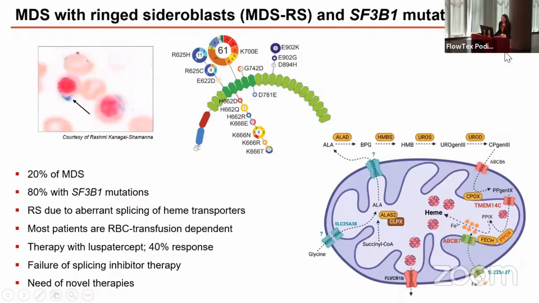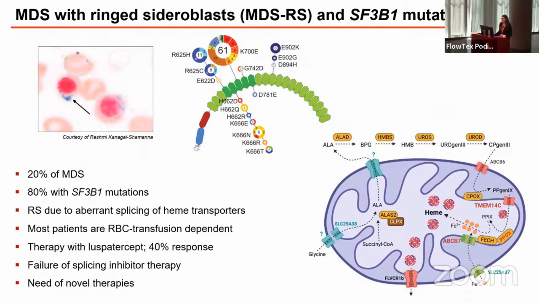Today I'm going to talk about a subgroup of MDS, that is MDS with ring sideroblasts. In this group of patients, the MDS-RS, up to 80% show mutations in SF3B1, which cause the aberrant splicing of the heme transporters, which makes the iron inside the mitochondria get stuck. And then we see these characteristic ring sideroblasts. These patients then have anemia and end up developing transfusion dependency.